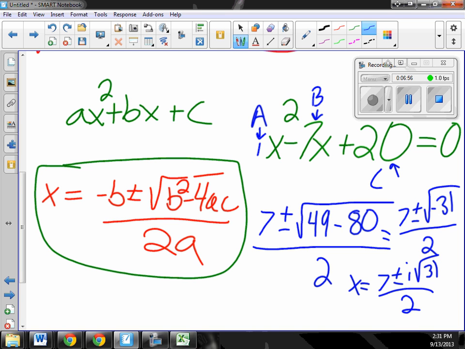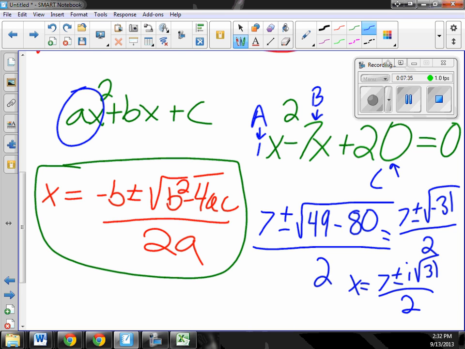Okay? The nice thing about the quadratic formula, if you have a leading coefficient, completing the square is an absolute mess. But if you have a leading coefficient, then the quadratic formula is not too bad. So if you have a non-factorable quadratic with a leading coefficient, like 4x squared or 7x squared, use the quadratic formula. If it's a 1, then you can complete the square.